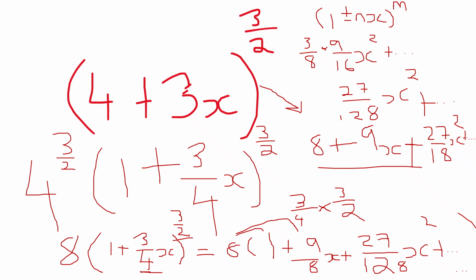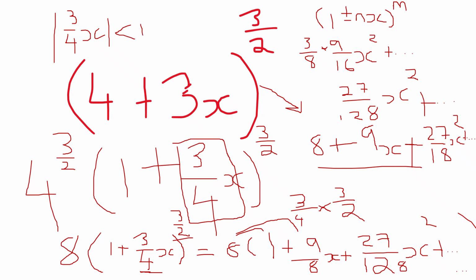The last part to mention, guys, is for what range of values is the expansion actually valid? Well, it's valid for when the modulus of this is less than 1. So when the modulus of 3x quarters is less than 1, I'm going to divide by 3/4. That's the same as times by 4/3. So the modulus of x is going to be strictly less than 4/3. So that's the range of values of x for which the expansion is going to be valid.